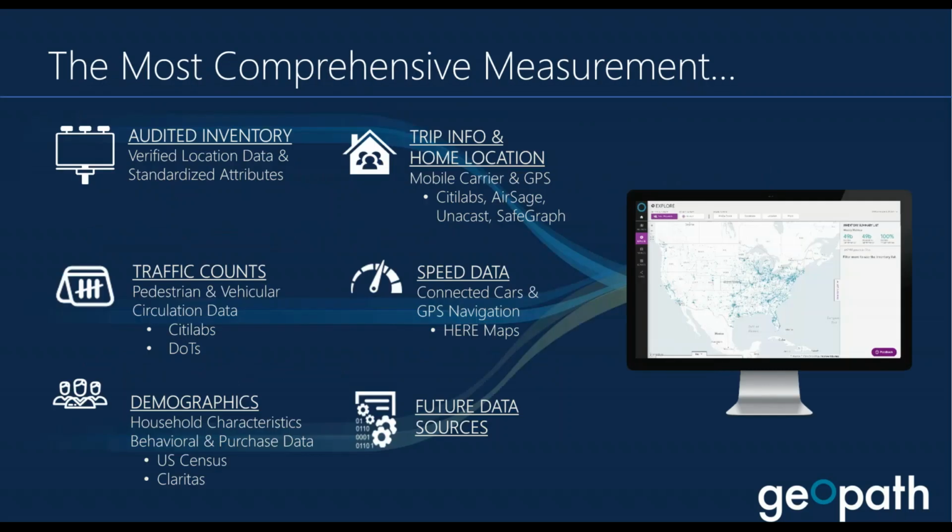I usually show this slide just to give you a sense of all the different data inputs supplying data to the new tool, from our partners at City Labs and AirSage, who give the trip information, that mobile data, all the way to our demographic partner, Claritas, where you'll see a handful of demographic attributes in the tool right now. And just know that those are going to expand.